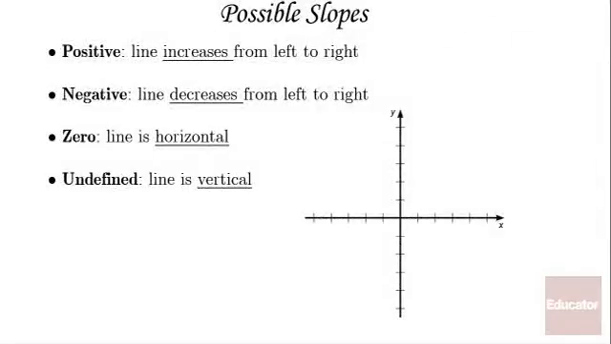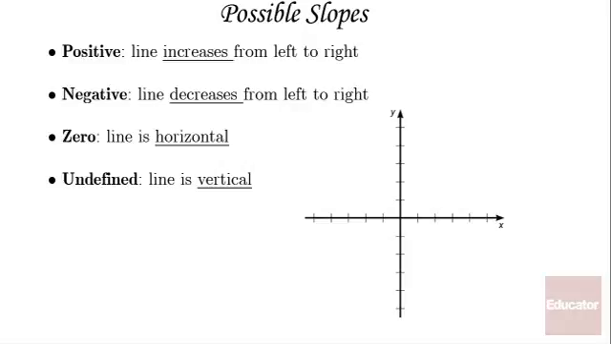I just mentioned that the negative or positive sign tells you whether or not the line is increasing from left to right. It's telling you the direction the line is increasing from. So the absolute value of a slope tells you how steep the line is. The negative sign or positive sign tells you the direction the line is going in.